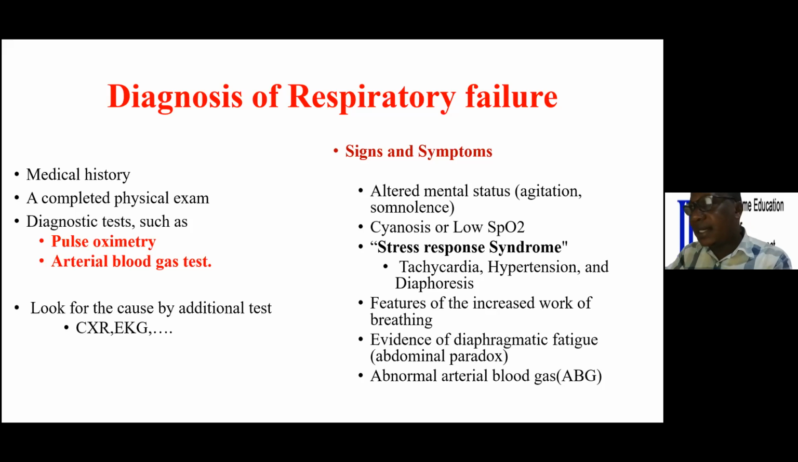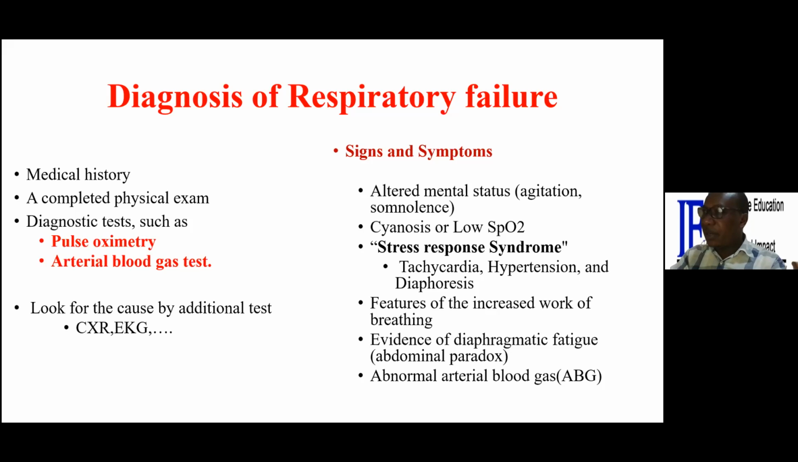As we told in the last session, pulse oximeter will help you to know if a patient is hypoxic or not. If you have the labs, you do the arterial blood gases. Of course, you look for other causes which can lead to these failures: EKG, chest X-ray, CT scan, and whatever will be available at your facilities.